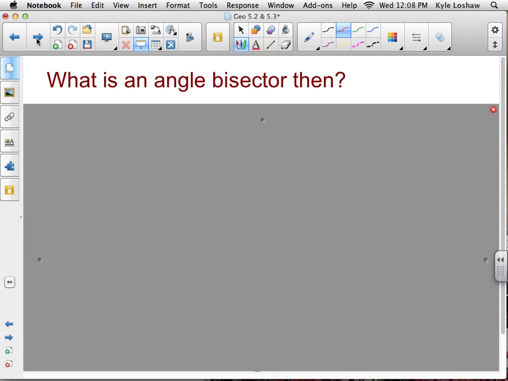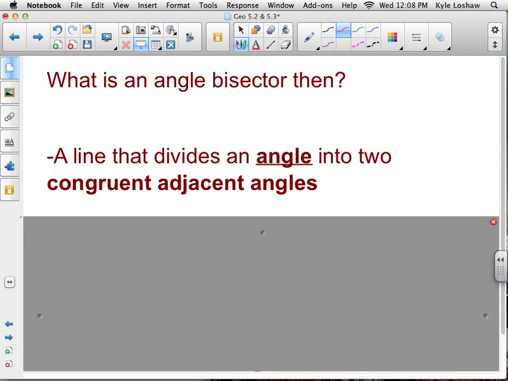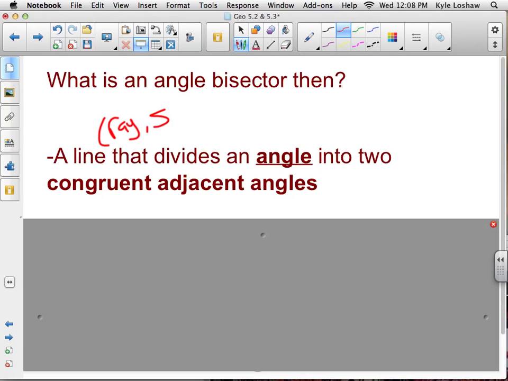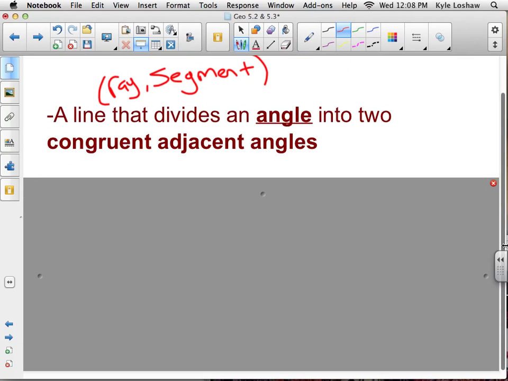What is it? Good question. I'll answer it. It is a line, and we could add that it could also be a ray, it could be a segment, lots of things it could be, that divides an angle into two congruent adjacent angles. Again, adjacent means next to, congruent means equals.